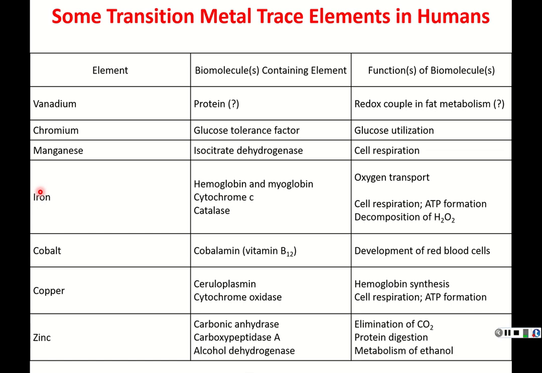Iron's the most popular one. That's in hemoglobin. It's also in something known as cytochrome C, which if you take biochemistry, you'll learn all about. And another enzyme called catalase, which removes hydrogen peroxide. Hydrogen peroxide can be very damaging. Some of the reactions in your cell make it as a side product, so you need this enzyme around to be able to remove it before it damages, in particular, DNA.